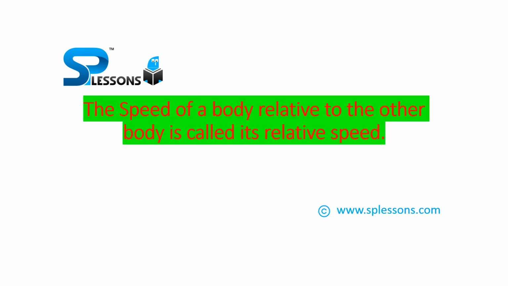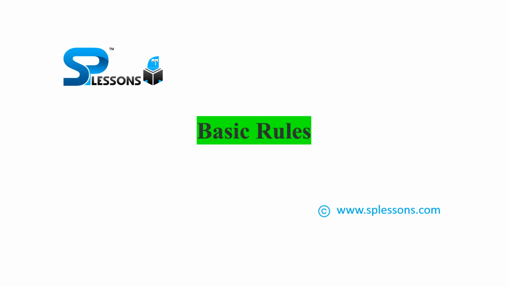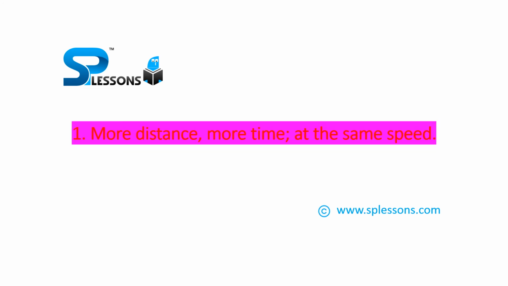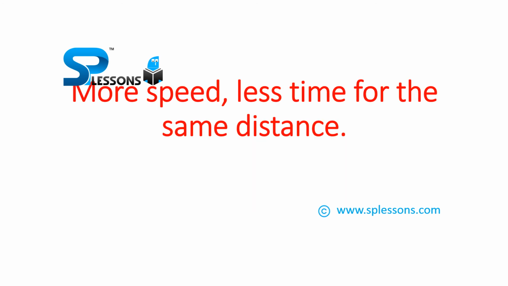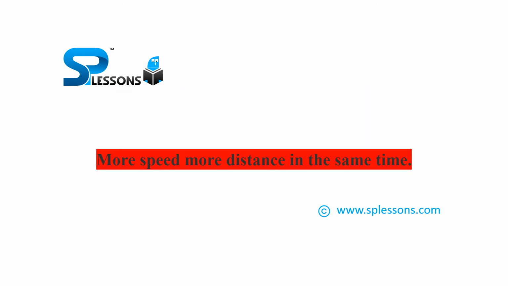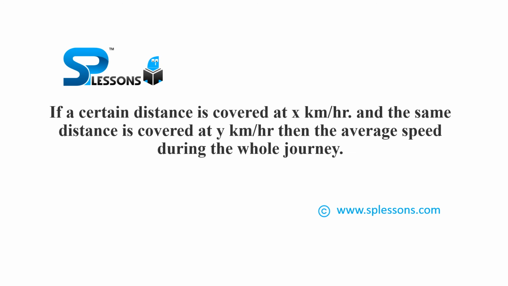The speed of a body relative to the other body is called its relative speed. So here I am going to provide some basic rules regarding the time and distance concept. More distance, more time at the same speed. More speed, less time for the same distance. Third one, more speed, more distance in the same time.